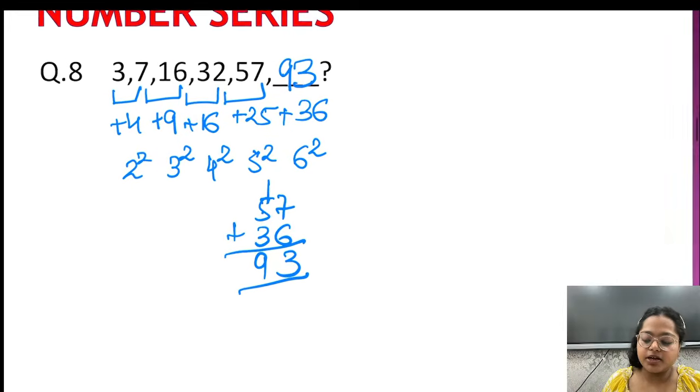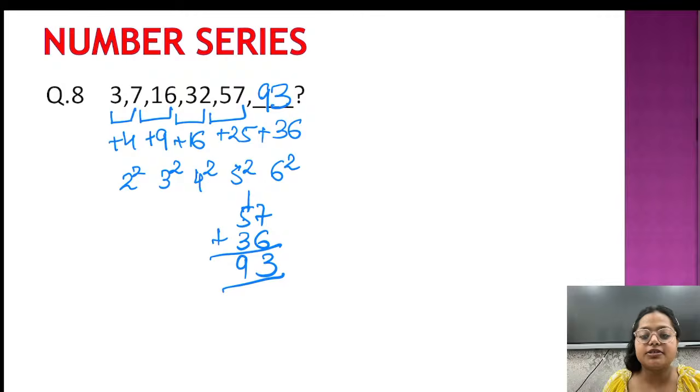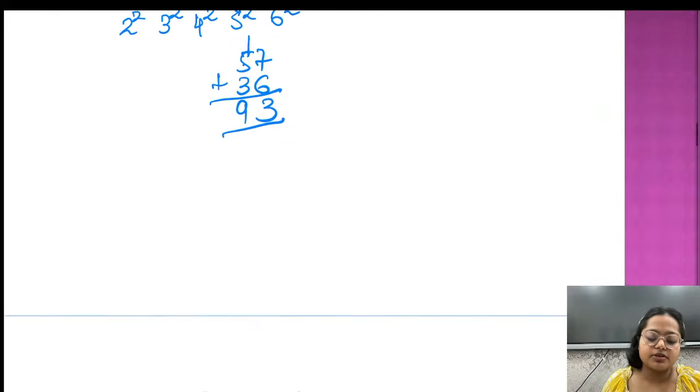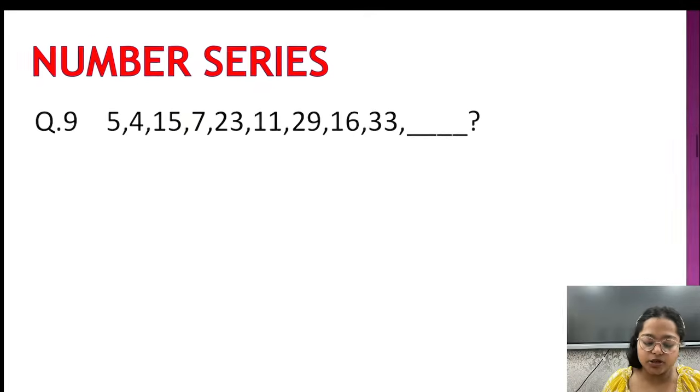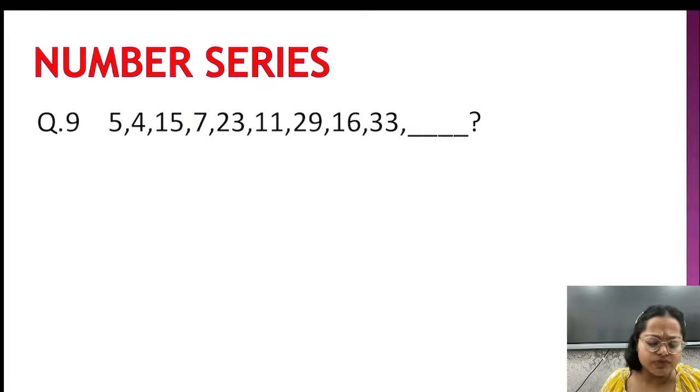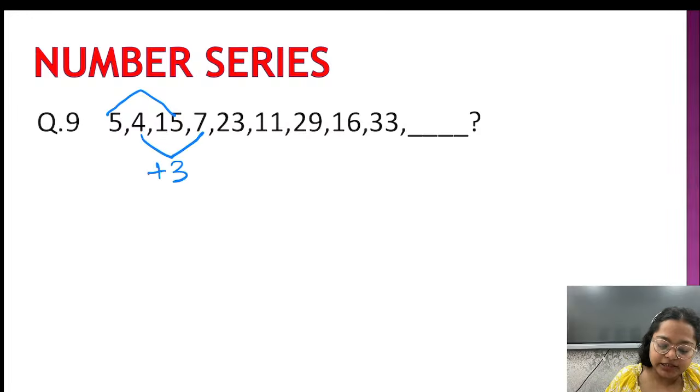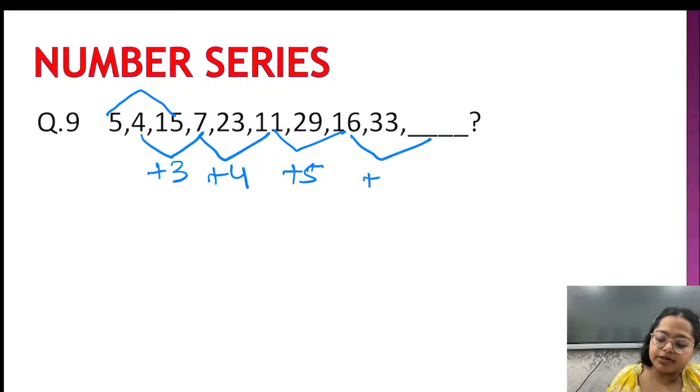But whenever we are in the exam hall, this question would become very tough. Ma'am, the question is very tough. We can't solve it. Now the next logic: 5, 4, 15, 7, 23, 11, 29, 16, 33. Ma'am, no logic is there. There is always a logic. So if we jump like this, plus 3, plus 4, plus 5, the next would become plus 6.